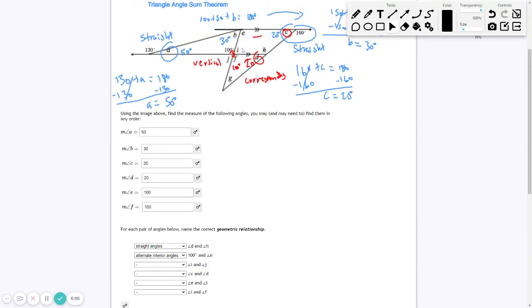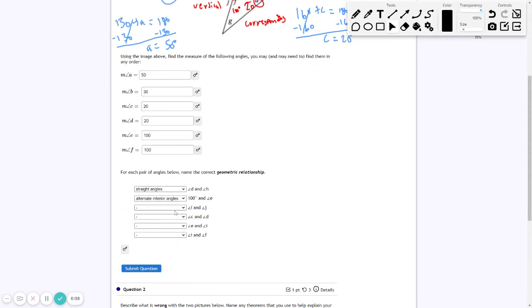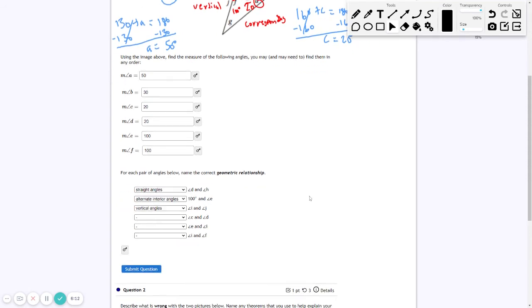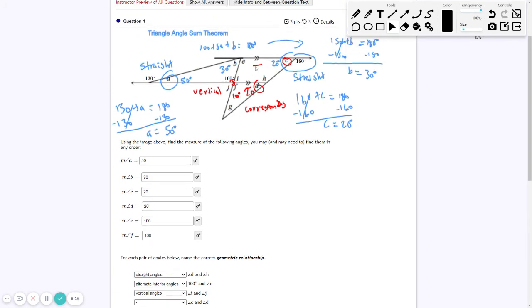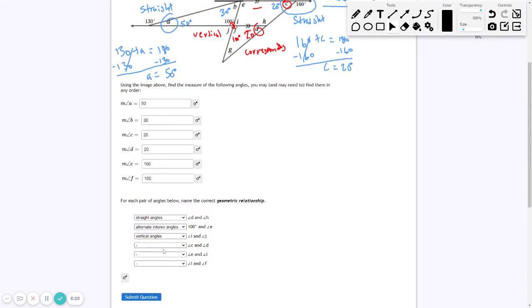I and J is right here. So 100 and F are vertical. That also means that I and J are also vertical because they're right across from each other in the X. And then lastly, angle C and angle D. Angle C, angle D, that's going to be great here. These are corresponding. We just figured that out.